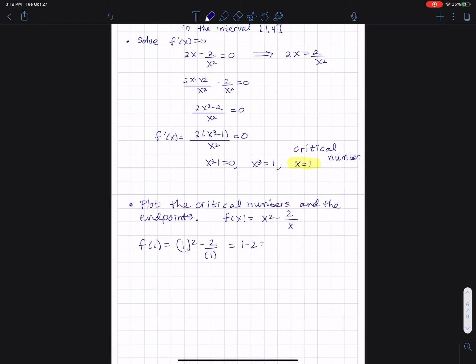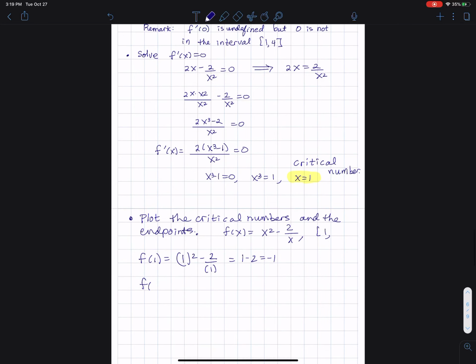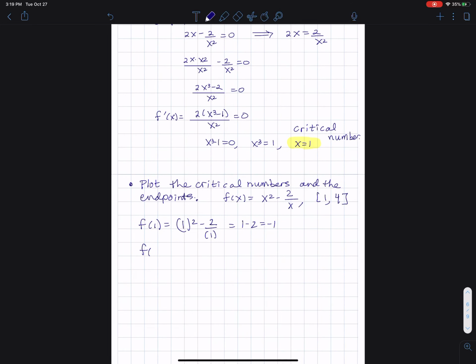1 minus 2 is negative 1. And f of, okay, so the interval is from 1 to 4. See, this would have been a better problem, I think, if it had been from 1/2 to 4. Might have been more interesting, but I didn't make the problem. And it's true, this is the first edition of the Openstax book. I wonder if I call them up, send an email, whether anybody would listen to that.